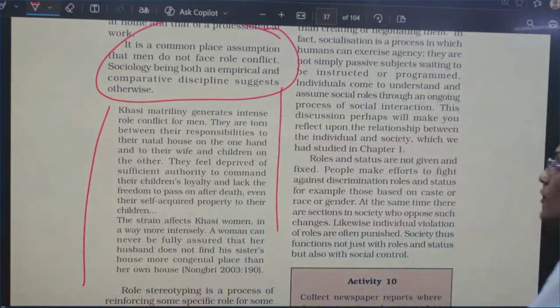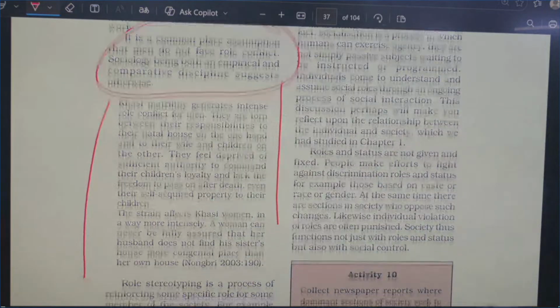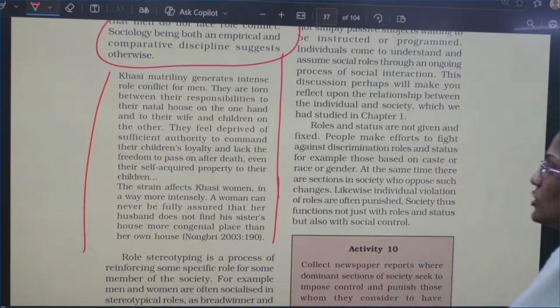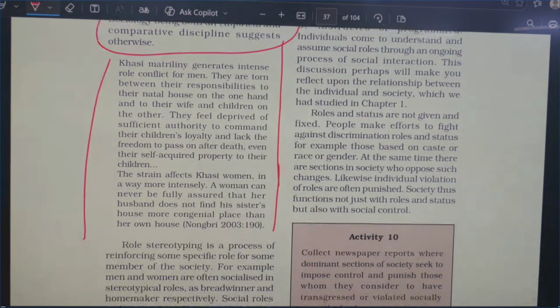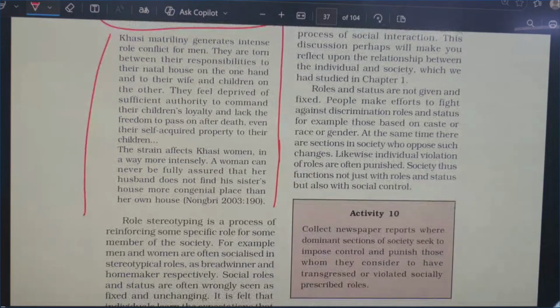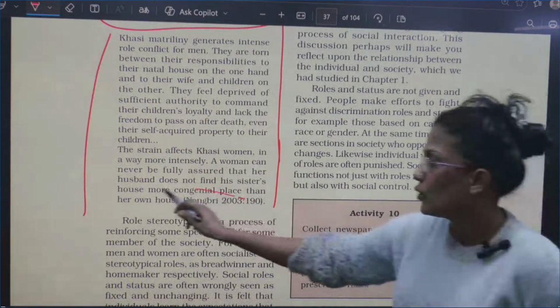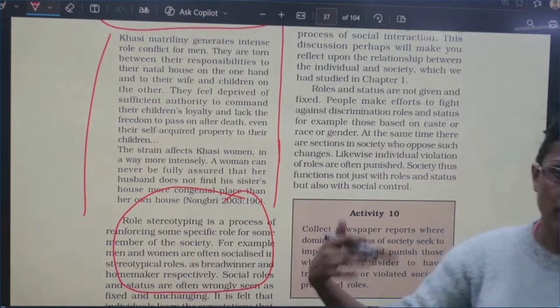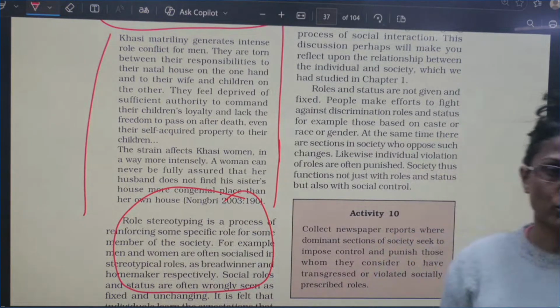The strain affects Khasi women in a way more intensely. A woman can never be fully assured that her husband does not find his sister's house more congenial place than her own. Okay, so role stereotyping is a process of reinforcing some specific role for some members of the society. So when we are stereotyping the roles that men has to do this, men and woman has to do that, that's a stereotyping. Okay.